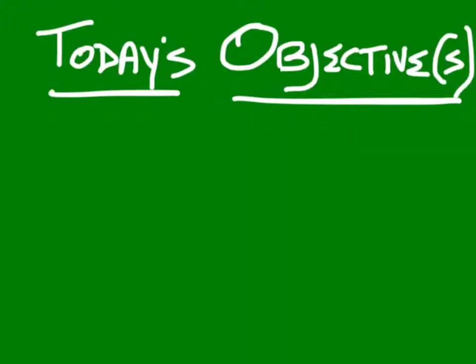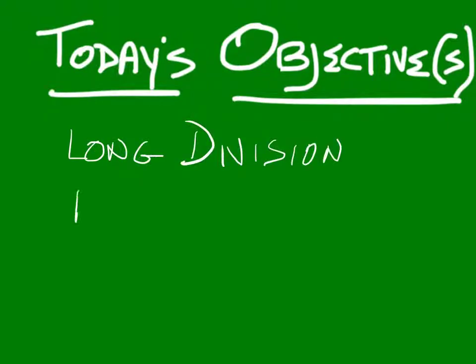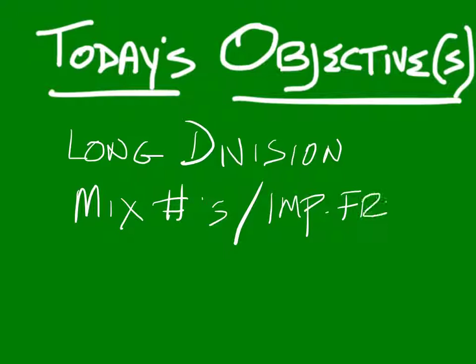Today's objectives would be to finish with long division and then go back and look at mixed numbers and improper fractions, and if time allows, then we'll do addition and subtraction of positive and negative numbers, as well as multiplication and division. Here's an example.